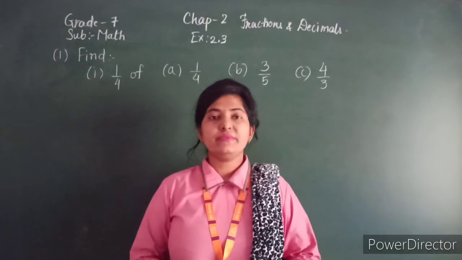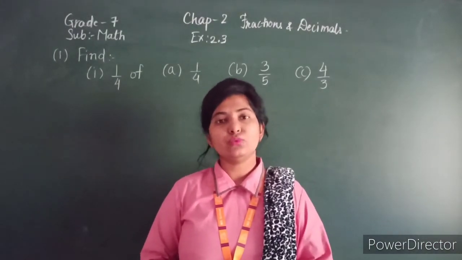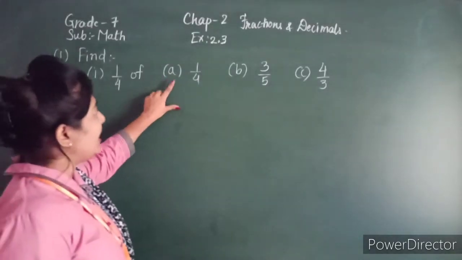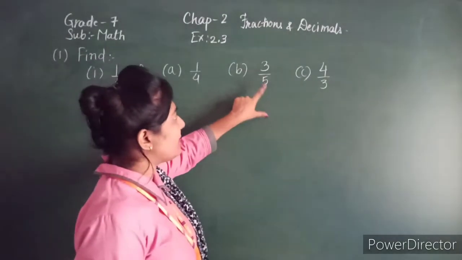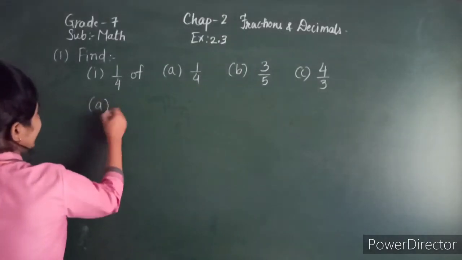Good morning students. Today we are going to start mathematics of standard 7, chapter number 2, exercise 2.3. First question, find 1 by 4 of A) 1 by 4, B) 3 by 5 and C) 4 upon 3. So first of all, let's solve the A part.